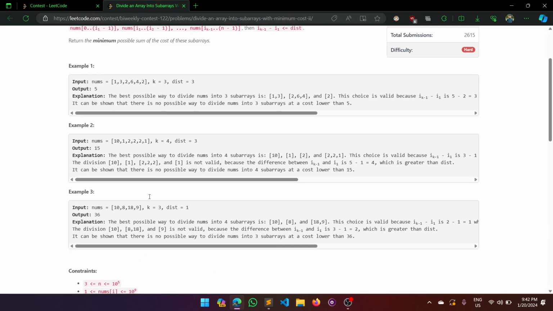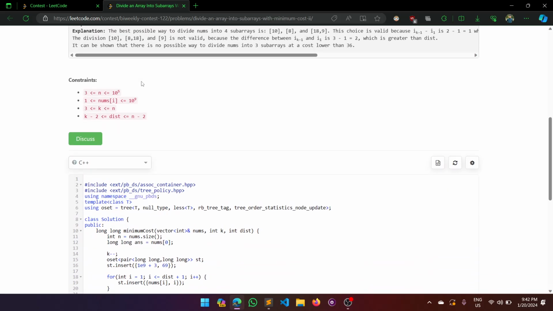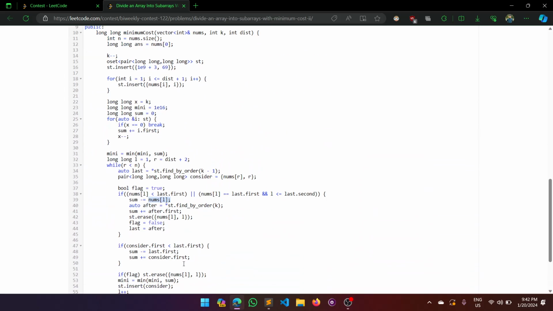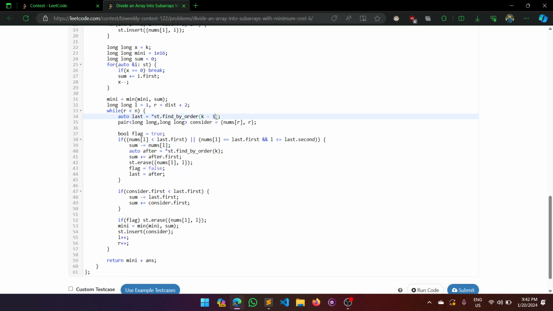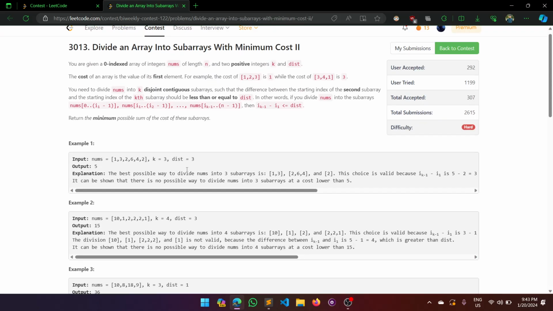And if we're removing one element, we'll have to add another element, right? So which element will we add? The kth element, right? So I am removing the lth element and adding the kth element from the set. See, in the answer I subtracted nums of L and I'm adding the kth element, and I'm removing the lth element from the set as well.